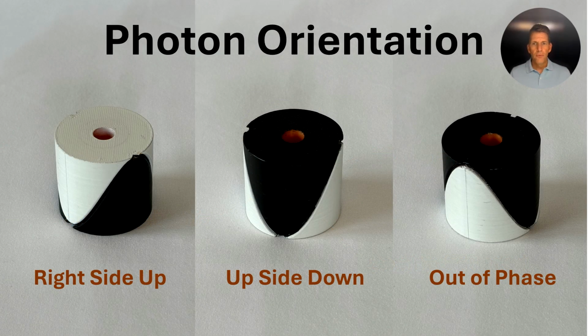Now, the photons can be configured in the entangler in different ways, and this creates different entanglement patterns when we pair them together. They can both have white tops, they can both have black tops, it can be one of each, or the whole photon itself can be rotated around, out of phase.